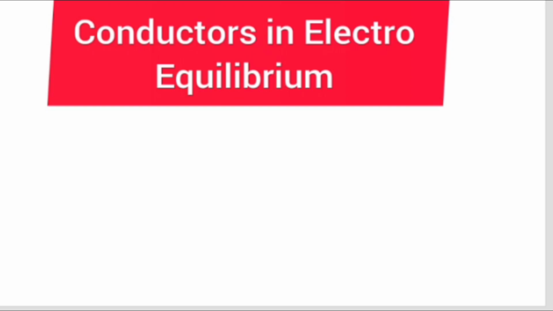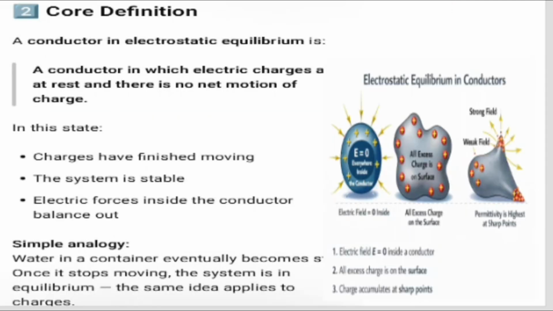When we are talking about a conductor in electrostatic equilibrium, this is a conductor in which electric charges are at rest and there is no net motion of charge. Here, charges have finished moving, but the system is stable. Then electric forces inside the conductor balance out, as you can see from the drawing that is appearing on the screen.